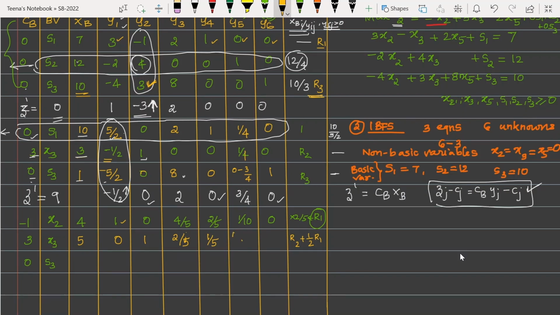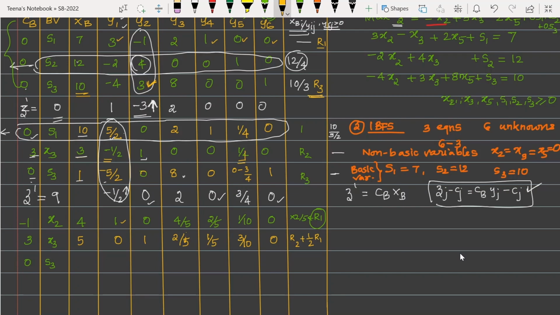Here it is 1 by 4. This element is 1 by 4 plus 1 by 2 into 1 by 10. So it is 5 plus 1, 6 by 20, or it is 3 by 10. So this element is 3 by 10. Then here we have 0.